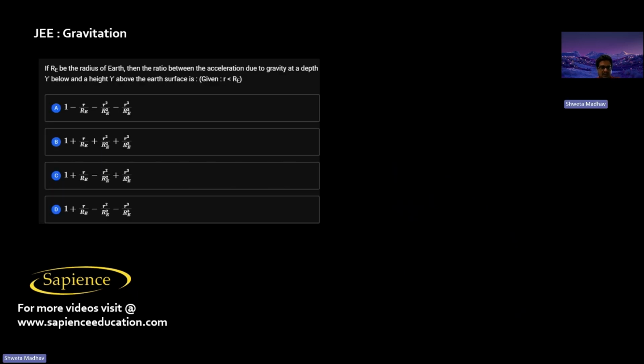So here it is told, if RE is the radius of Earth, then the ratio between the acceleration due to gravity at a depth r below and the height r above the Earth's surface is. r is less than RE. r is not much less, but r is less than RE.